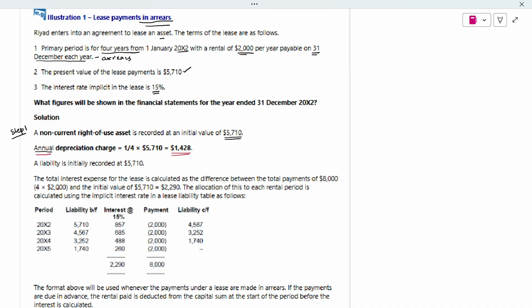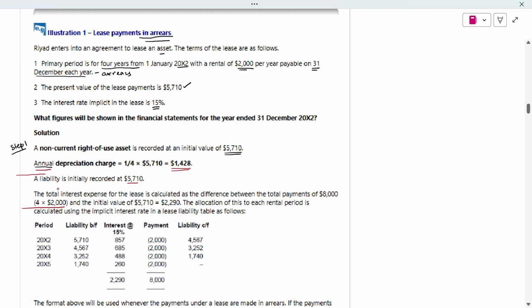Yes. Now, how much is the initial liability? The total interest expense for the lease is calculated as the difference. How much are you paying every year? 2,000. 2,000 times 4 years comes to 8,000. This is the total value.